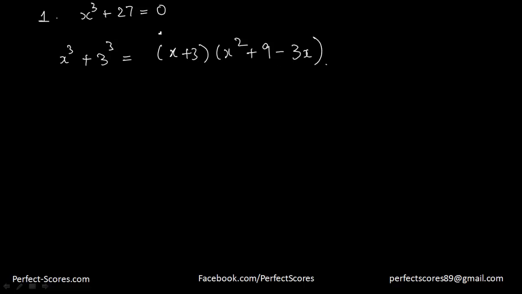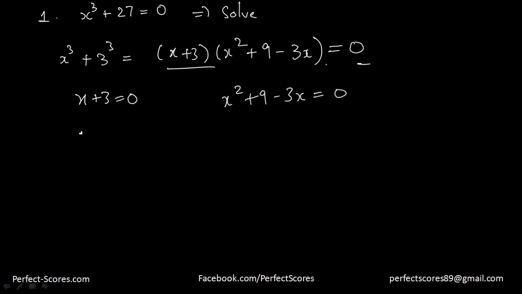So if I want to solve for this, I have to equate this equal to 0. So either x plus 3 is 0, or x square plus 9 minus 3x is 0. That means x is equal to negative 3, or we solve this quadratic function, that is x square minus 3x plus 9 is 0.